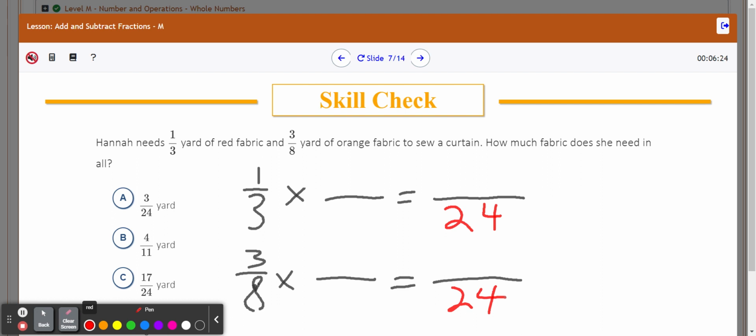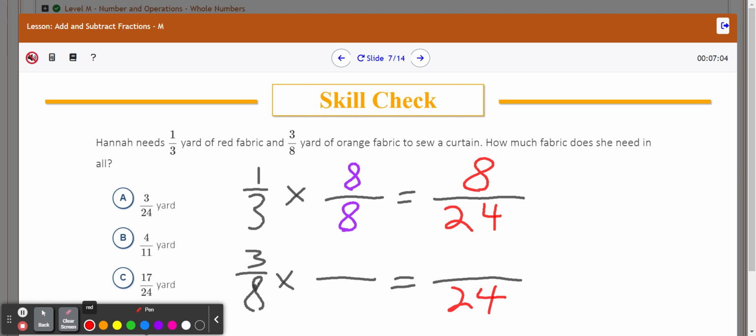You can either view it as multiplication or remember, multiplication and division are opposites. So 3 times what is 24? Or 24 divided by 3 is what? Either way, you're going to get 8. 3 times 8 is 24. So if I multiply the bottom by 8, I have to multiply the top by 8 also. So 1 times 8 gives me 8. So 1/3 is equivalent to 8/24.